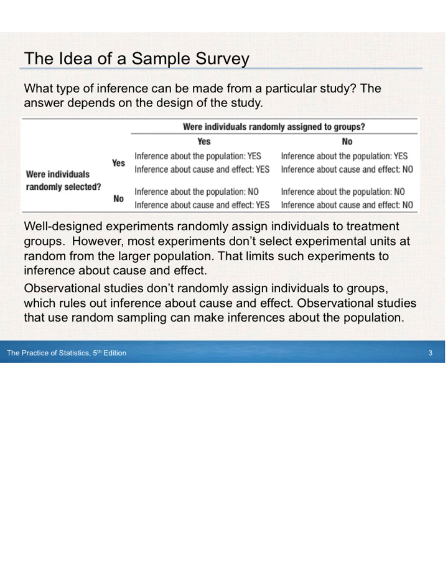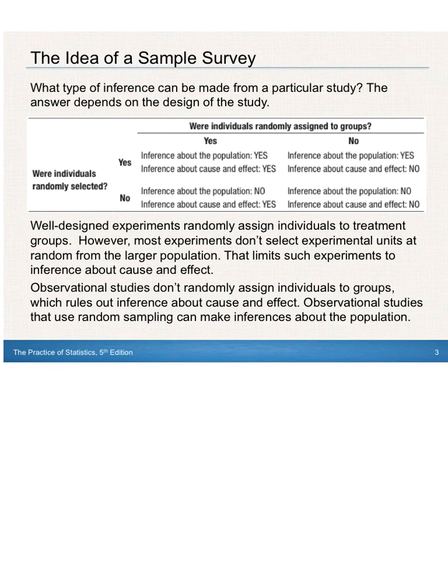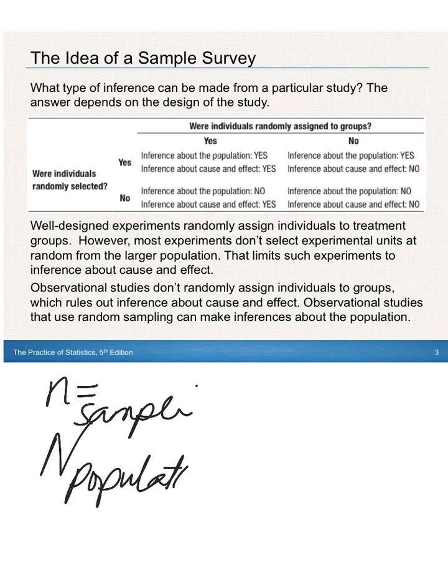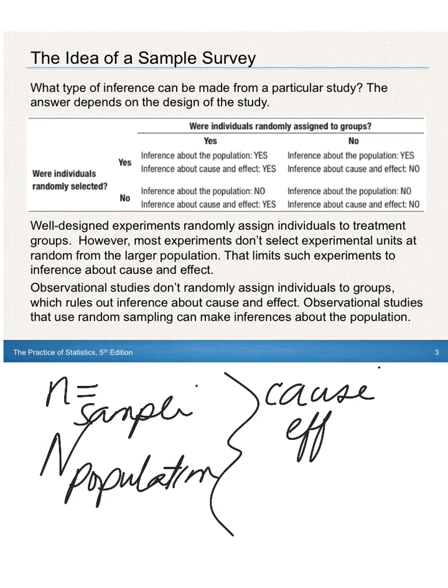Okay, there's two kinds of inferences we can make when we're looking at observational studies or experiments. And those inferences have to do with, can we take the sample that we have taken and make an inference about the population? And the other question is, can we make an inference about cause and effect? And this little chart right here helps us to understand that.